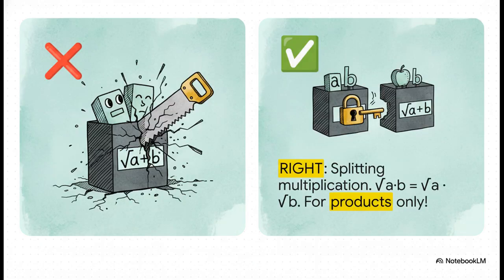And here it is, the absolute golden rule. You have to remember it's called the product property. Product means multiplication. You can never, and I mean never, split a radical up over addition or subtraction. The square root of a plus b is just not the same thing as the square root of a plus the square root of b. Don't even think about it.